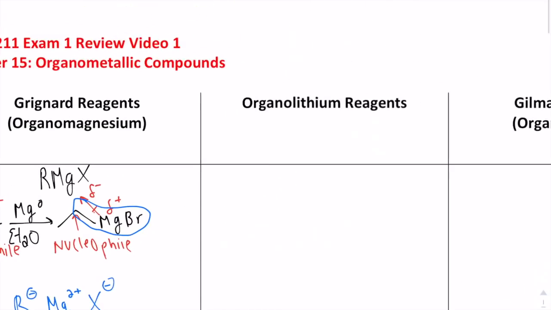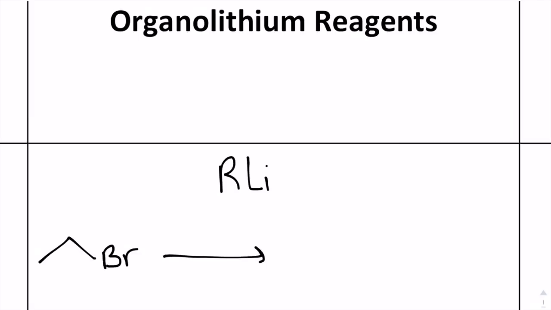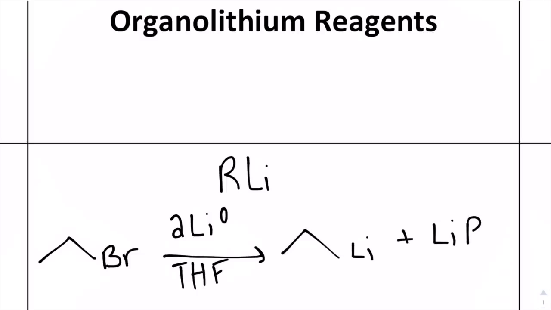That's the organolithium reagents. So the organolithium reagents have the general schematic of RLi. Okay, notice how there's no halogen there. So the synthesis is very similar. So if we took an alkyl halide and we did 2 equivalents of pure lithium metal and we dissolved it, let's just do THF for this time, we would get something like this. Okay, and you don't have to draw the waste product of the salt lithium bromide, but I'm just going to show it here.